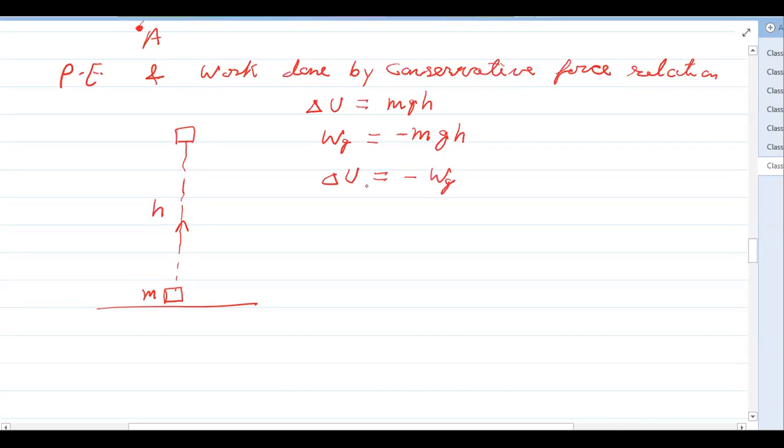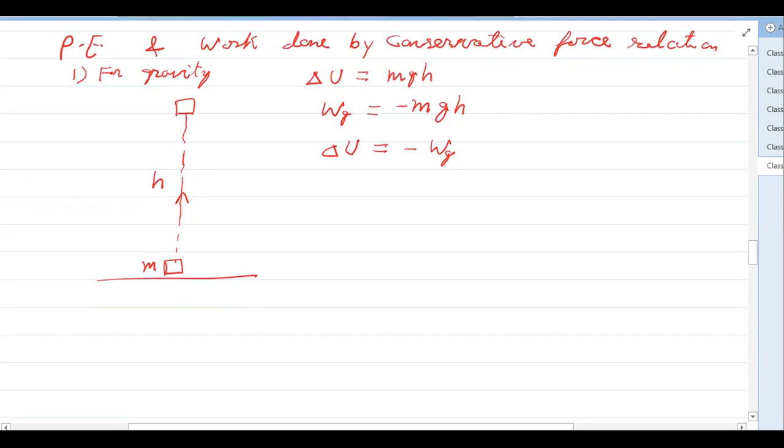Okay, so this is for gravity. For gravity, this is the example that we are getting: the change in potential energy equal to negative of work done by force. Similarly, we can take another example for spring.